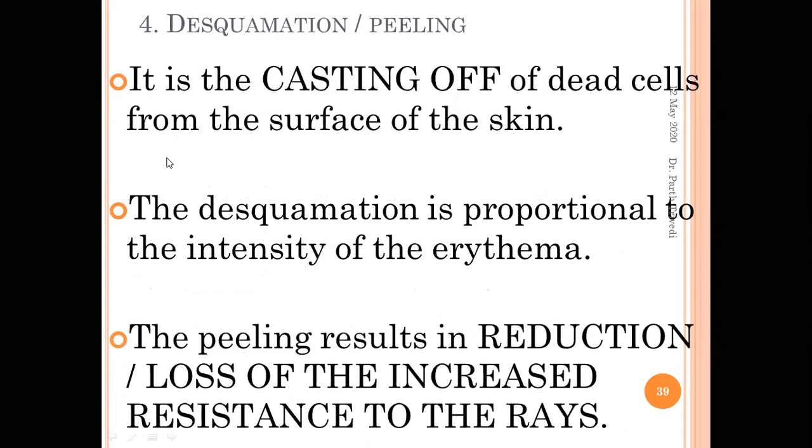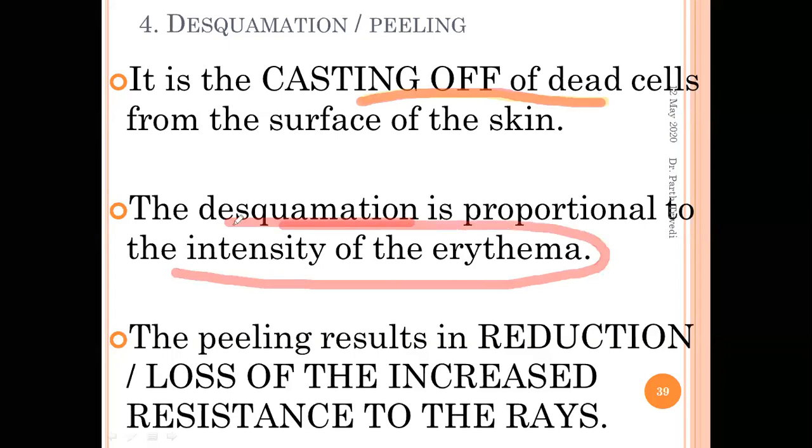After thickening of the epidermis, we have casting off, that is peeling of dead cells from the surface. That is known as desquamation, and it is directly proportional to the intensity of erythema. So the more the intensity of erythema, the more the desquamation. The peeling results in reduction or loss of the increased resistance to the rays. So once the peeling is done, then again you can administer.